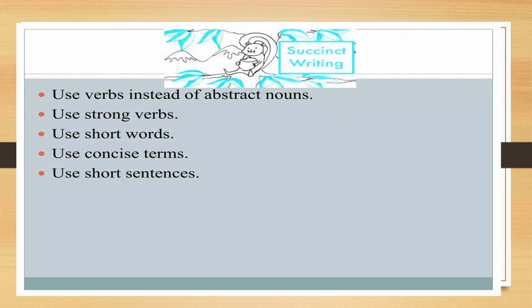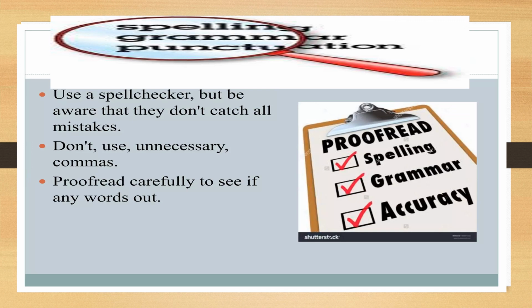Use verbs instead of abstract nouns, and use strong verbs, short words, concise forms, and short sentences. Always use a spell checker, but it doesn't catch all the mistakes. Don't use unnecessary commas, and proofread carefully to see if any words are left out.